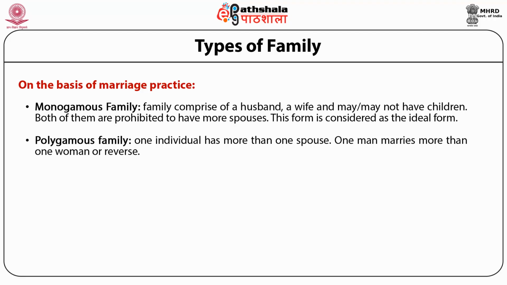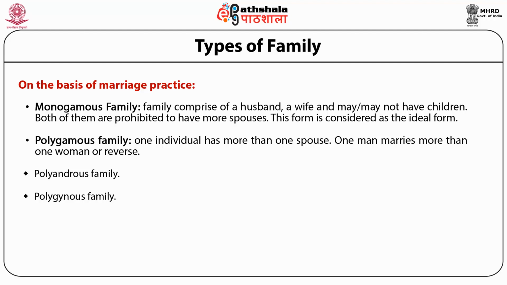Polygamous family is of two types, namely polyandrous family and polygynous family. Polyandrous family consists of one woman having many husbands at a time. For example, Nayars of Kerala. Then polygynous family, one man is allowed to marry more than one woman. This family consists of one husband and several wives. For example, Idu Mishmi tribe in Arunachal Pradesh and Konyaks of Nagaland.